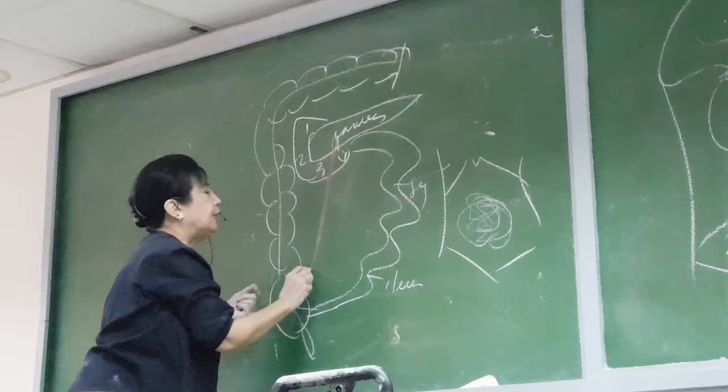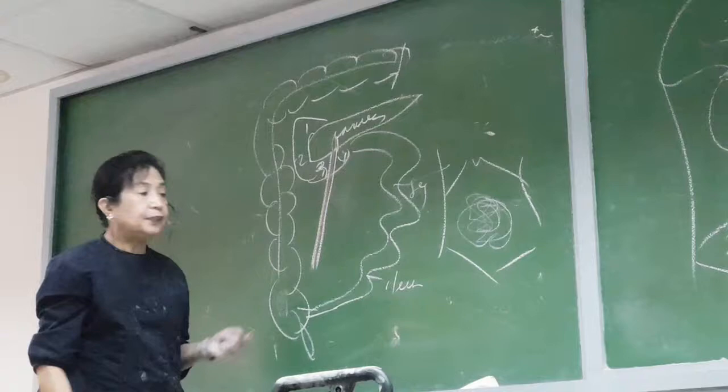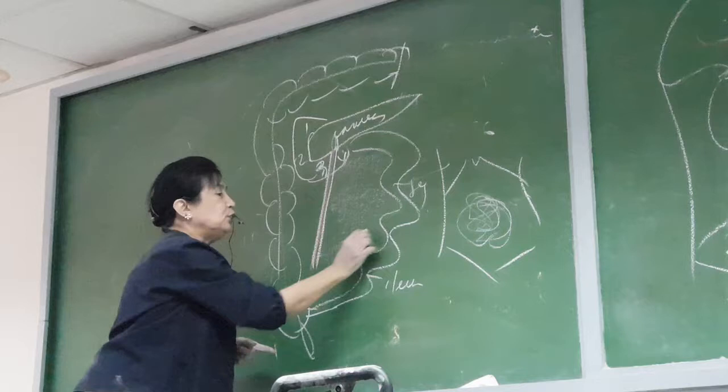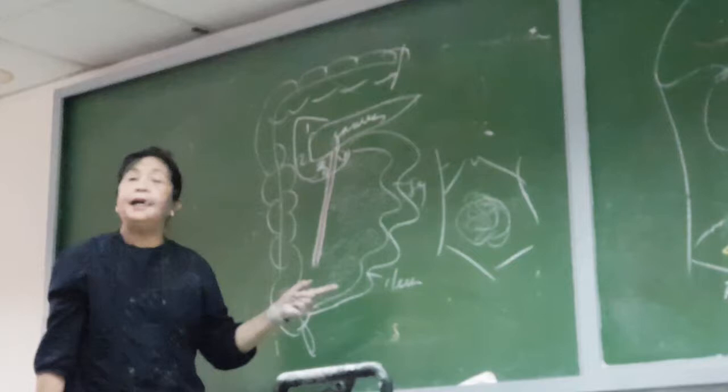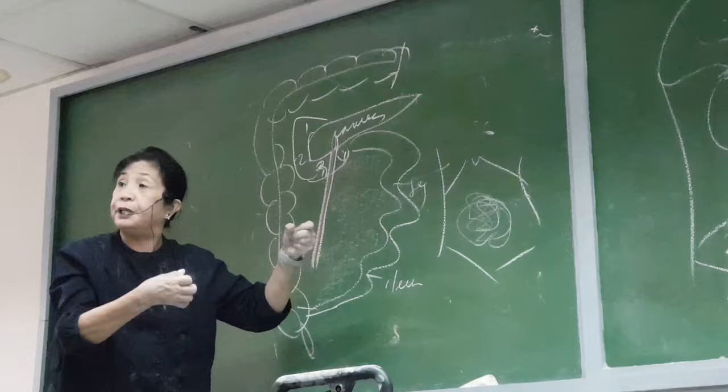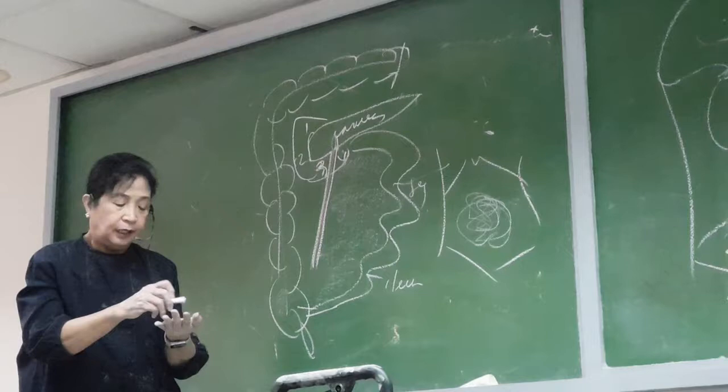Third part. There. That's the superior mesenteric artery. And then you have now here jejunum and ileum. Okay? Jejunum and ileum. And pwede nyo hilahin ang jejunum and ileum? Are they mobile? Yes, because you have mesentery. And then about a dozen of jejunal and ileal arteries there.